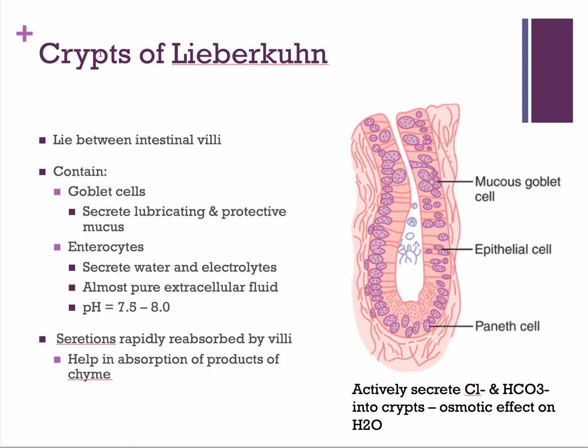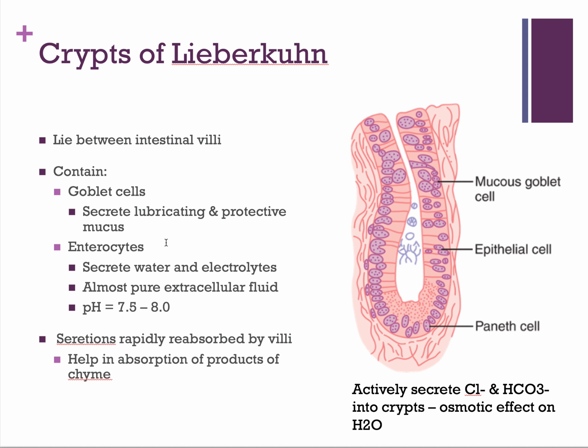Okay, other fun things in the small intestine. The crypts of Lieberkühn, which is fun to say. Here's some goblet cells, here's some epithelial cells, and here are some Paneth cells, and they are all in the Lieberkühn crypts. The crypts of Lieberkühn are between the villi in the small intestine, so they lie between each one. They have a secretory property of making mucus.